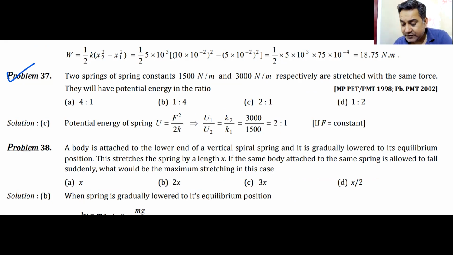Question number 37. Two springs, so they are different springs. Two springs of spring constant 1500 and 3000 Newton per meter are stretched with the same force. Force is same. They will have potential energy in the ratio of what? Simple question. Force is same, and we have to find the ratio of the energies. I'll give you 2 minutes to solve it.